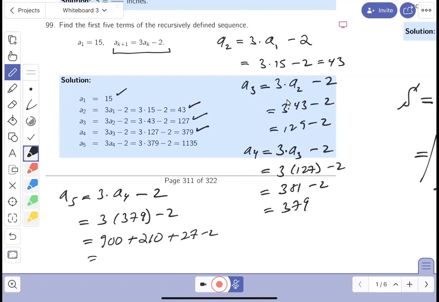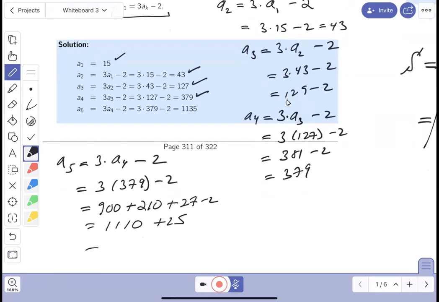What do you get over here? Well, this would be 1110. That's a nasty number. Plus 25. What's that going to be? 1135. All right, you're doing pretty good. Let's go to the next page.